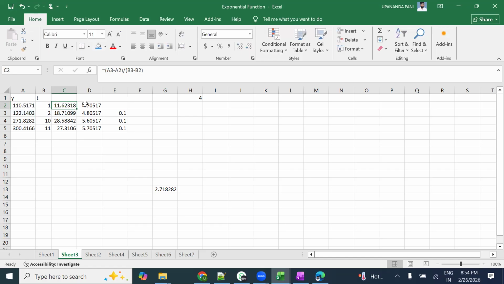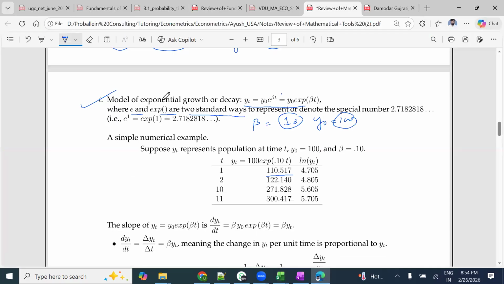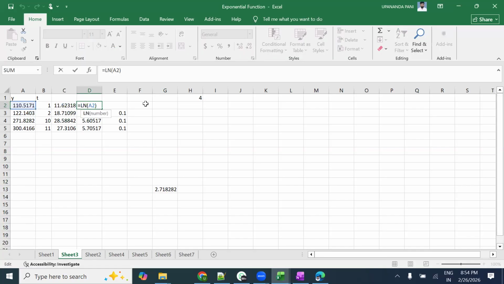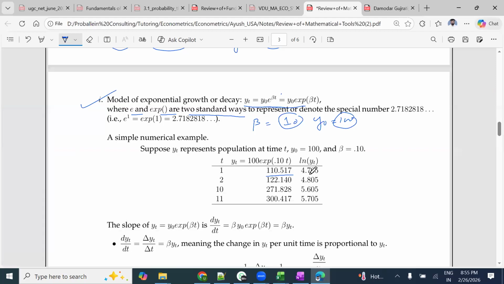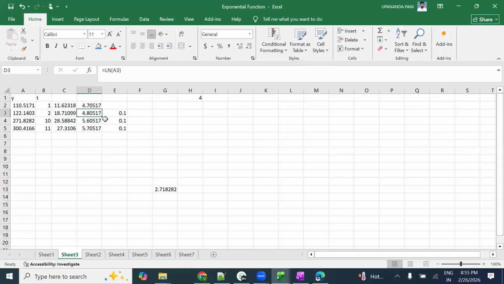I got 11.62318. Now if you see, I have converted the yt value, whatever I got. Here also they have done ln yt, so I got 4.705. This one is just for my understanding. In the PDF only this one is done. So you just convert using the ln function. In Excel there is an ln function, and you can convert it directly.